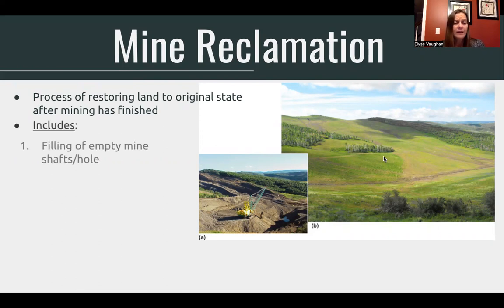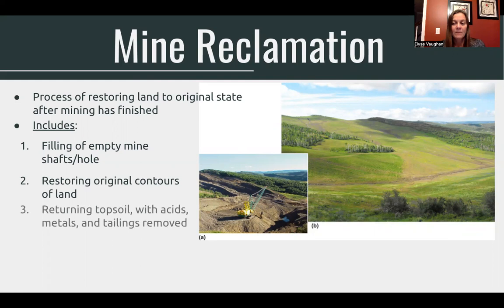So step one is to fill in those empty mine shafts and holes. And they're usually going to use that overburden and put that back in place. Then step two is to try and restore the original contours of the land. And you can see that they've at least attempted that in image B here. And step three is to return the topsoil, but in the process of returning it, make sure that the acids and metals and tailings have all been removed so that you're not putting back topsoil that could be toxic to any vegetation or animals that might live there.